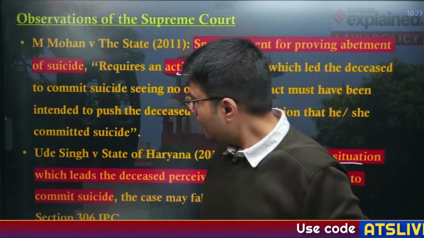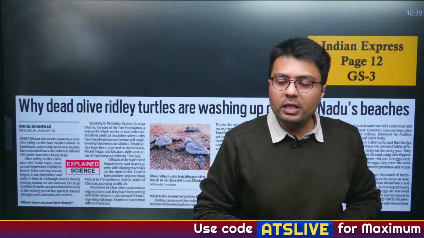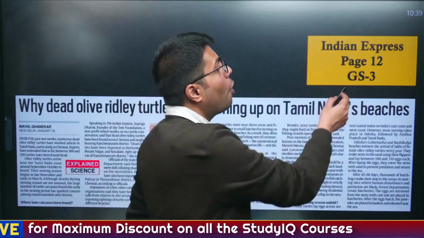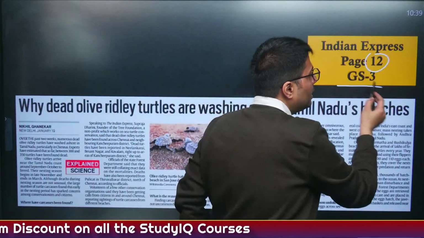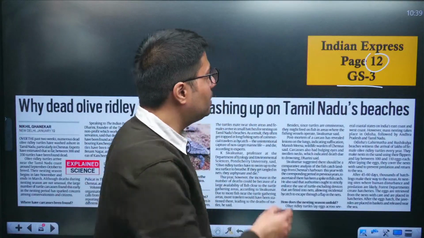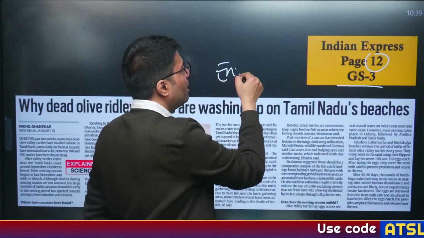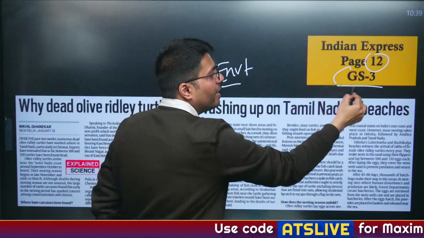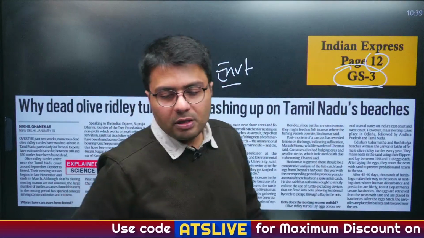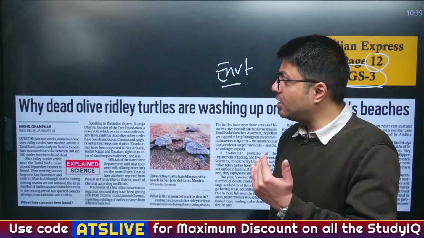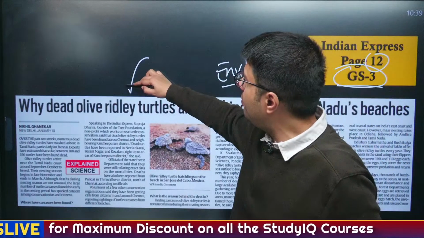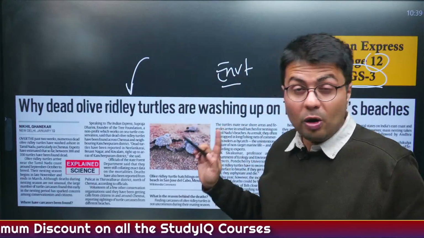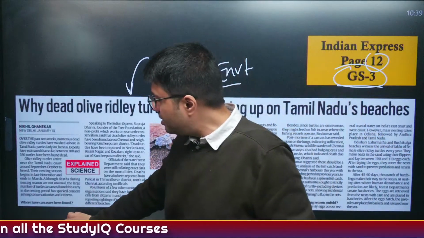Understood? So let us now move to the another article of the day. This article also you can see appeared in the explain section of the Indian Express newspaper on page 12. And this article highlights the important species which are in news. So it is important from the perspective of environment, and that is why I've highlighted GS paper 3 here. Now this deals with a species which is in the news quite frequently, called olive ridley turtles. So we'll be discussing olive ridley turtles in detail in today's discussion.